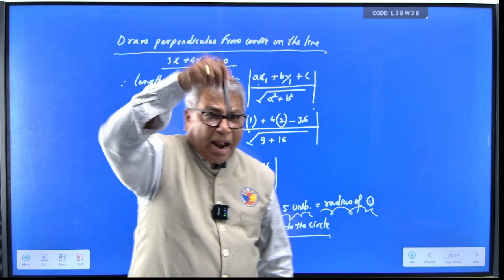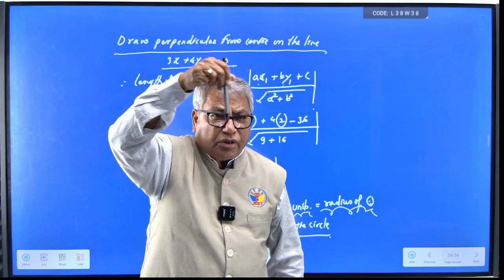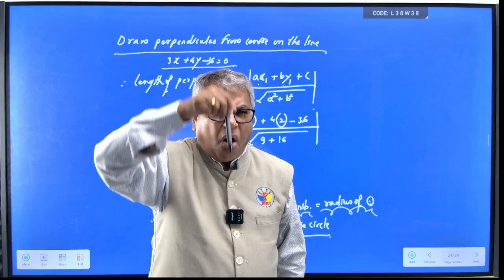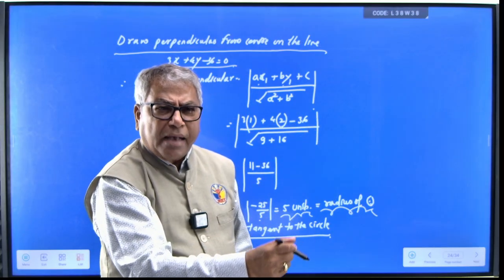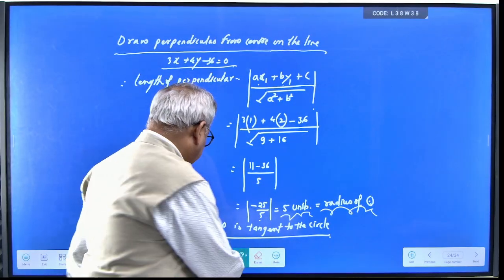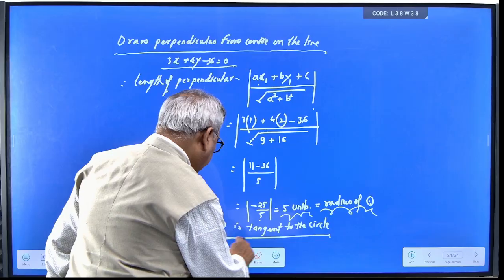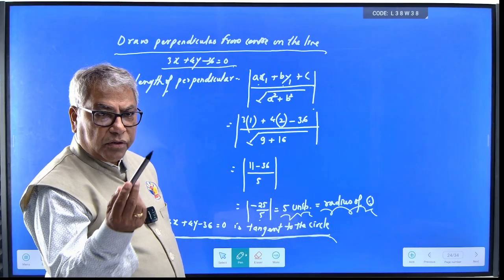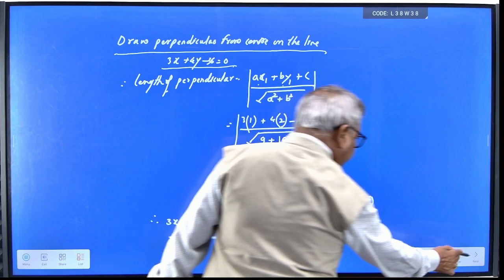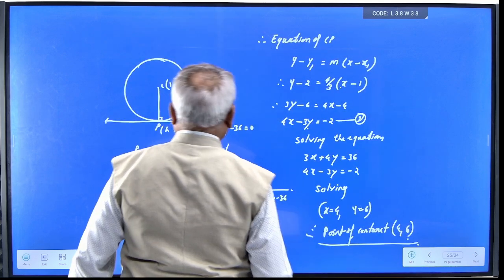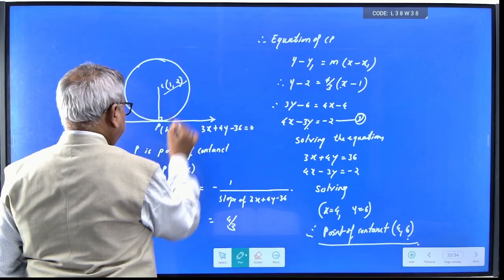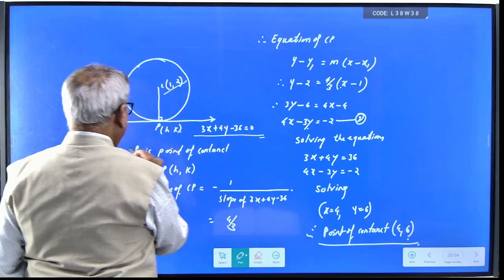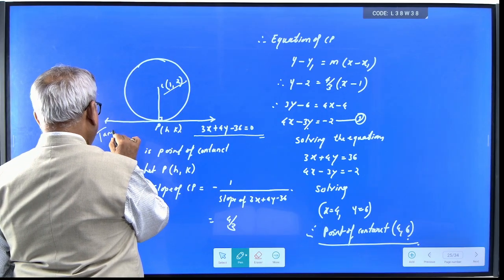That way, the perpendicular drawn from the center of a circle to the line is equal to the radius. Obviously, the line must be the tangent. Therefore, 3x plus 4y minus 36 equal to 0 is a tangent to the circle. I have shown it for the general circle also. To find the point of contact, this is the center, and this is the line which has become a tangent now.